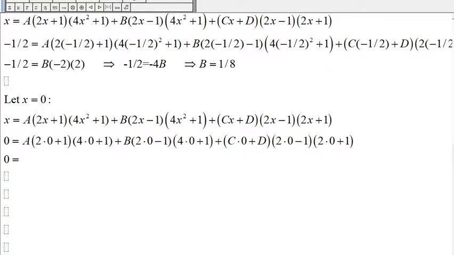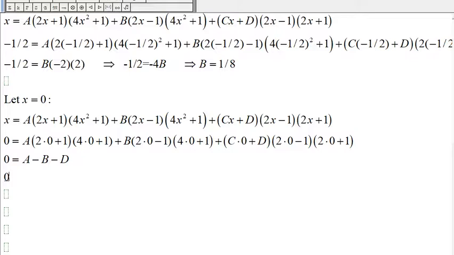So now we have 0. 2 times 0 is 0, plus 1 is 1. 4 times 0 is 0, plus 1 is 1. A times 1 will be just A. This will be 2 times 0 minus 1 is negative 1. 4 times 0 plus 1 is 1. Negative 1 times 1 is negative 1, so we get negative 1b. C times 0 is 0 plus d is d. And this part will be negative 1, this part will be 1. And so all together we get negative 1d.